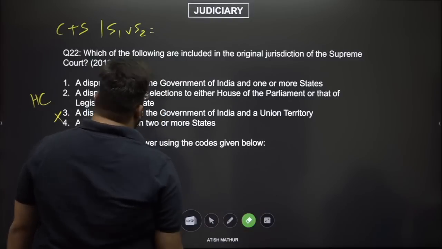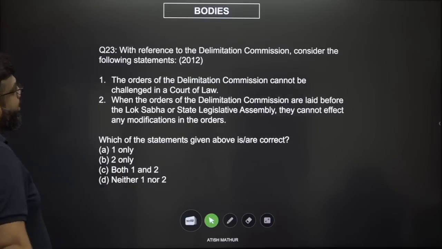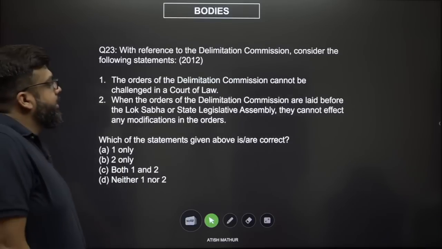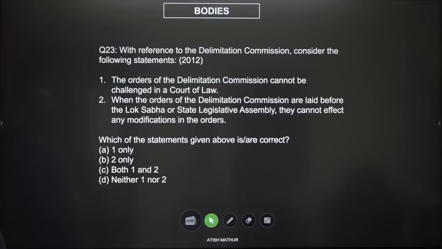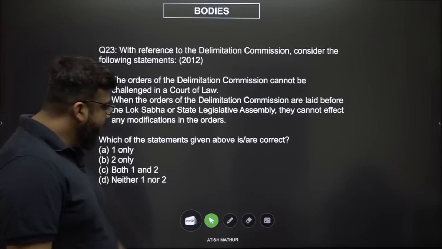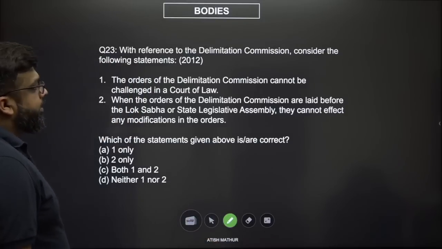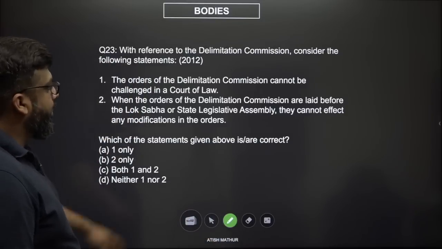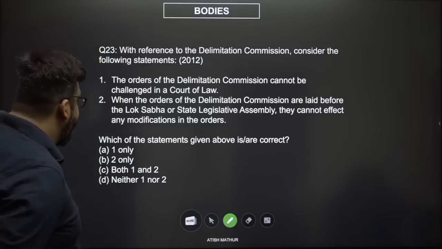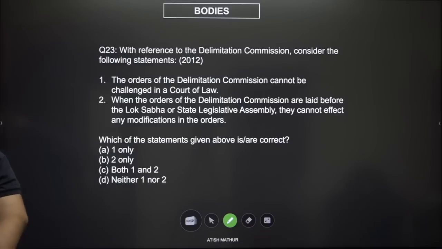Let's check what the answer is. I think it's C only. Yeah. With reference to the Delimitation Commission, consider the following statements. The orders of the Delimitation Commission cannot be challenged in a court of law. When the orders of the Delimitation Commission are laid before the Lok Sabha or the Legislative Assembly, they cannot effect any modifications in those orders, right?